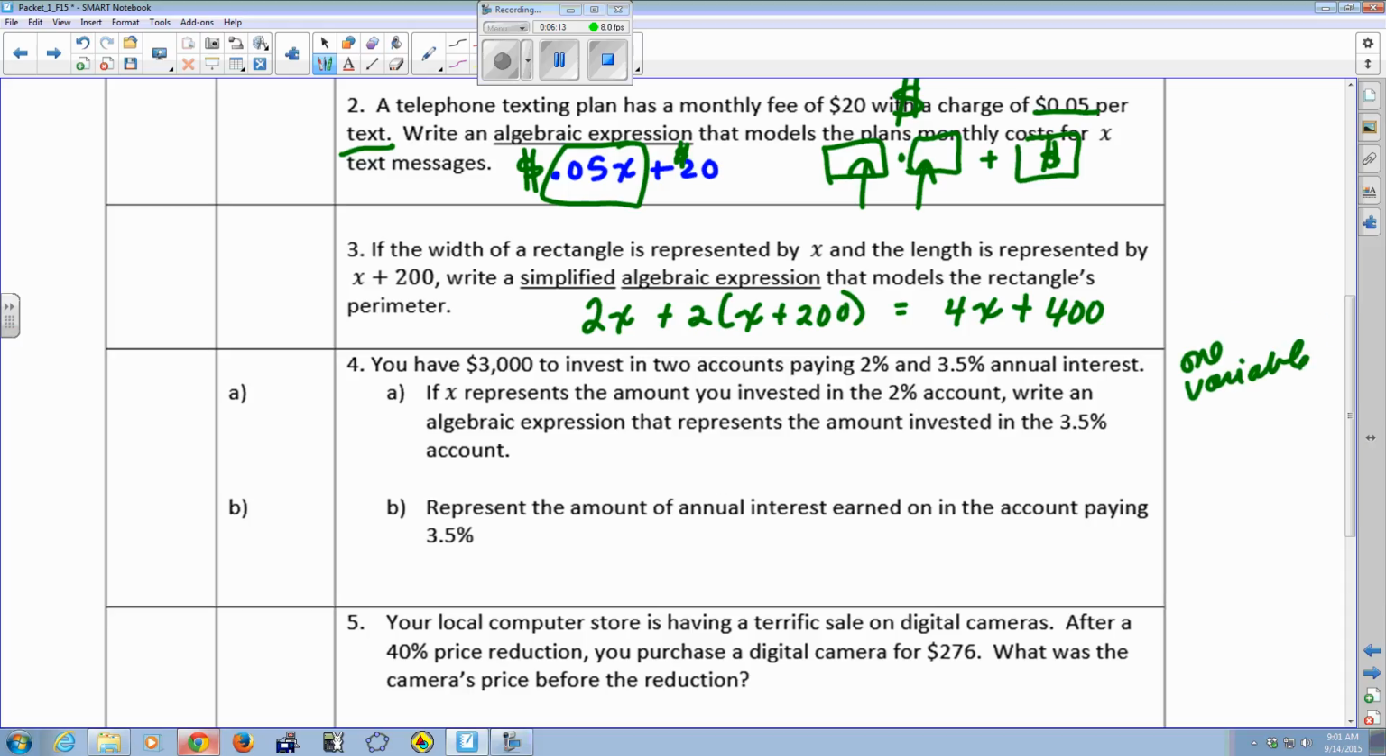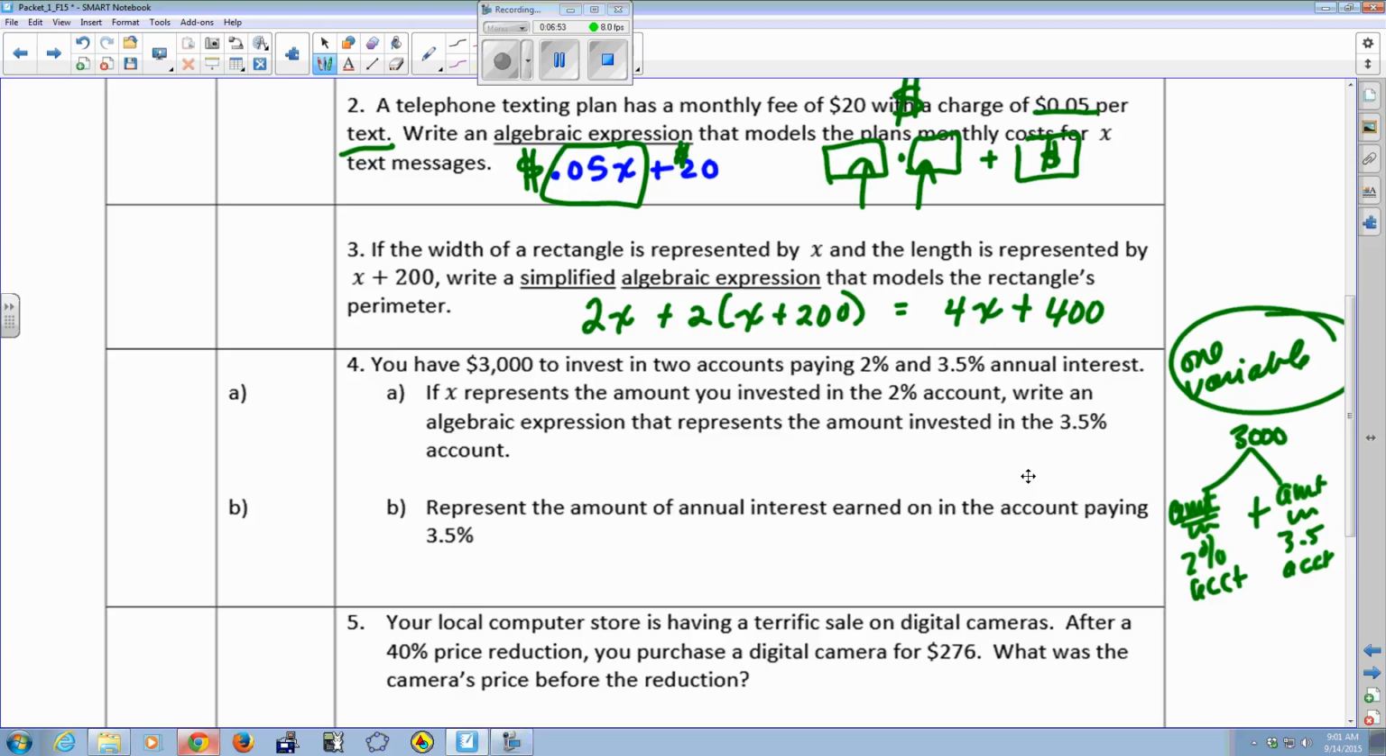So on Wednesday, you'll be able to use 2 variables because you'll have more information. So right now, you know that X is the amount that's put in the 2% account. All you know is that the amount in the 2% account, now just the amount, not the interest, plus the amount in the 3.5% account, add up to 3,000. So you're often given situations like this where you know a total, and you're asked to represent 2 unknown quantities in terms of that total.